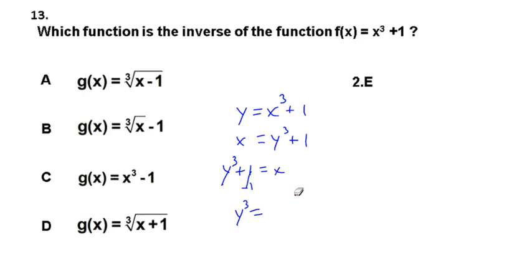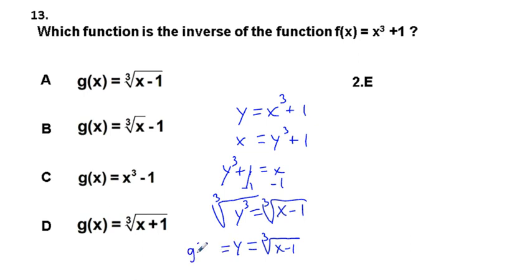Minus 1, okay. x minus 1. Take the cube root of both sides of this equation. So y is equal to the cube root of x minus 1. So that's going to change this to g of x. That's going to be answer choice A. Next.